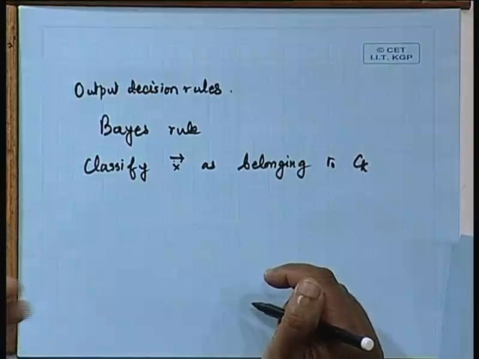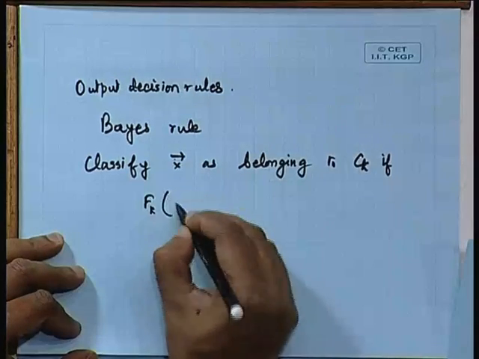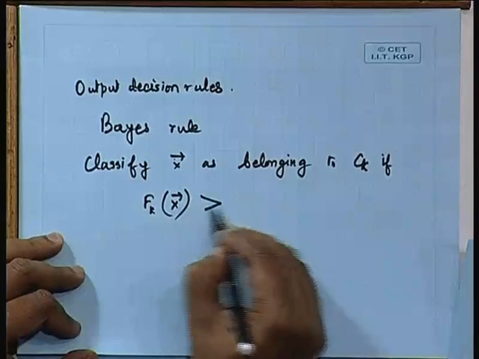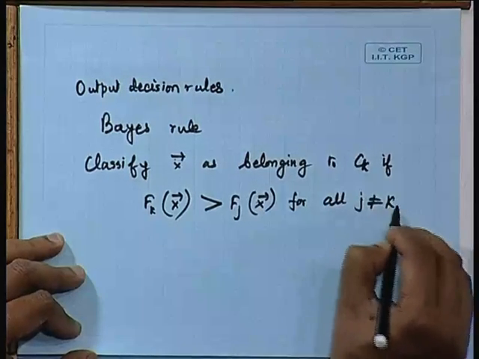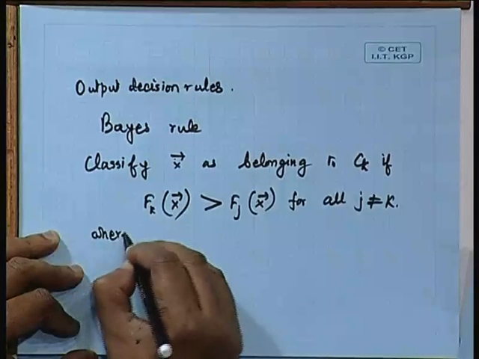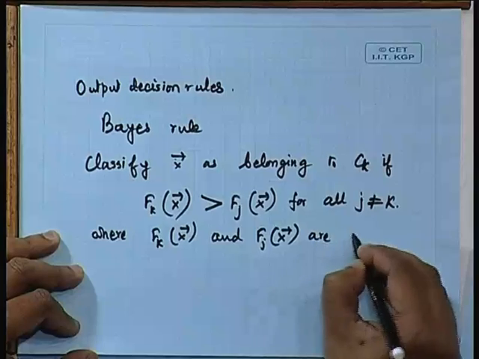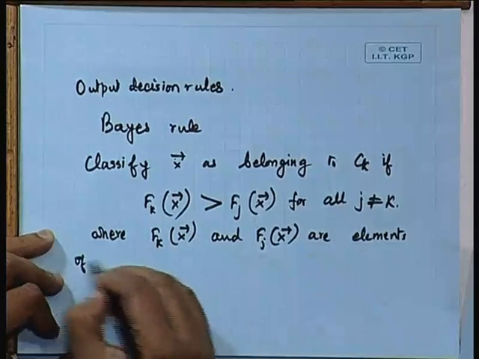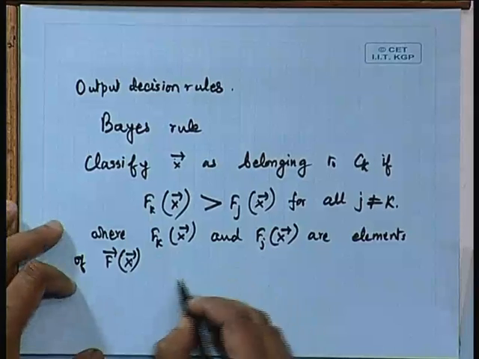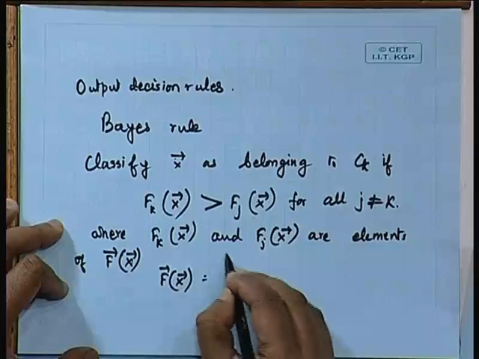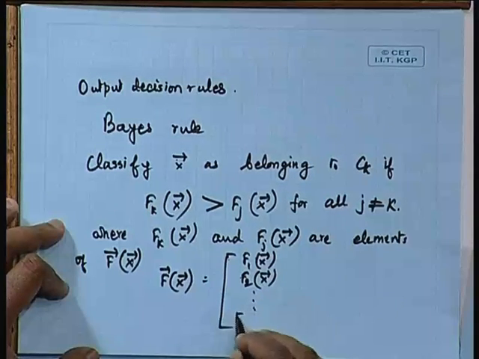So, we have classes C1, C2 up to Cm. Classify it into Ck if Fk of x is greater than Fj of x for all j not equal to k, where Fk of x and Fj of x are elements of the f vector. We can express the f vector as the vector f1 x vector, f2 x vector, up to fm x vector.